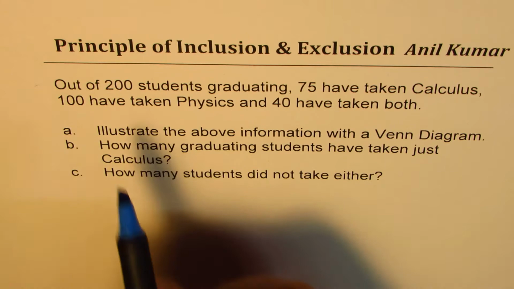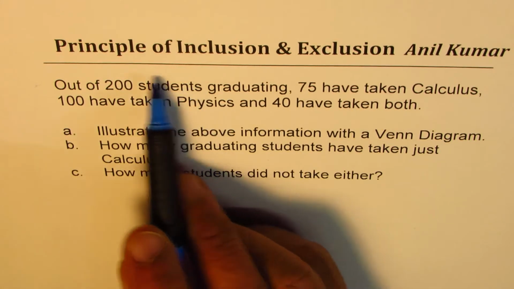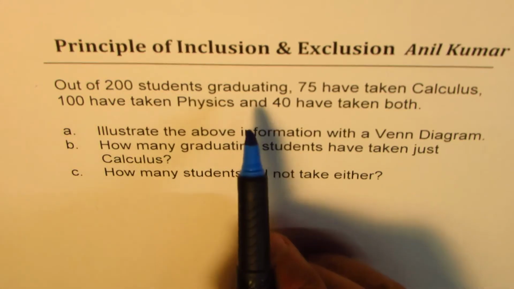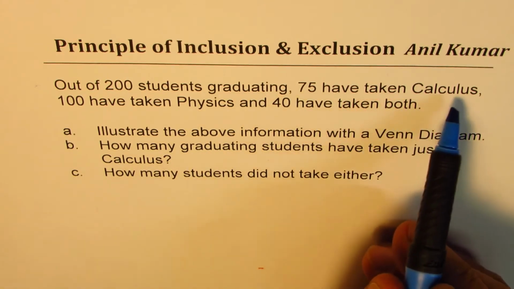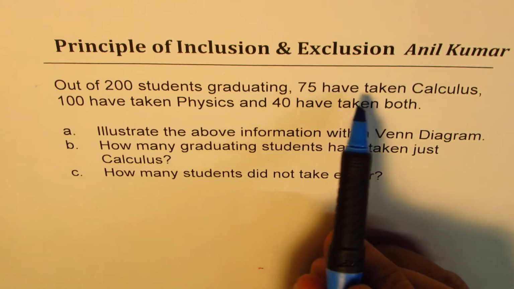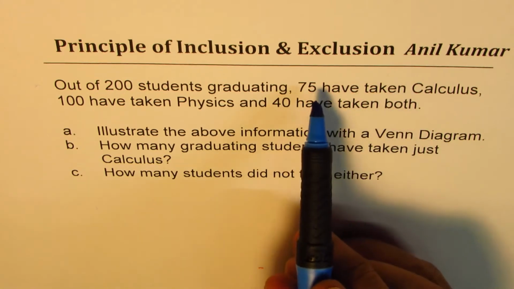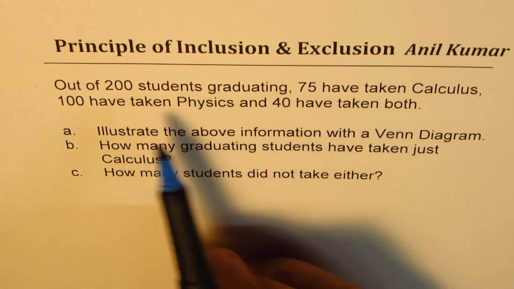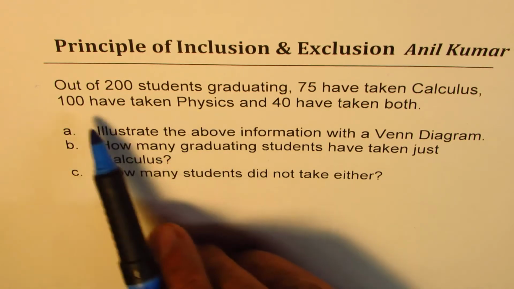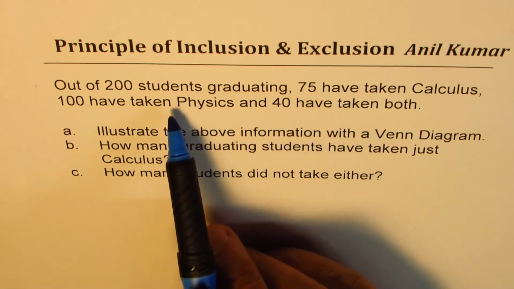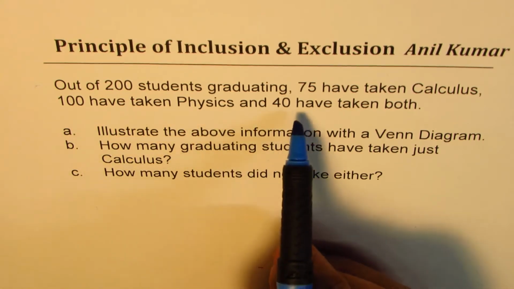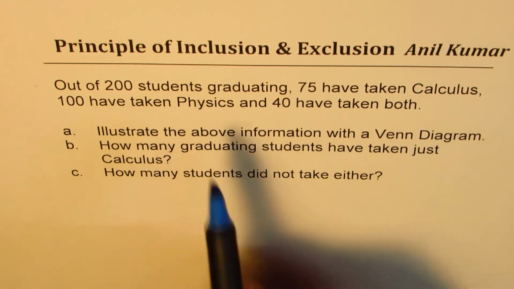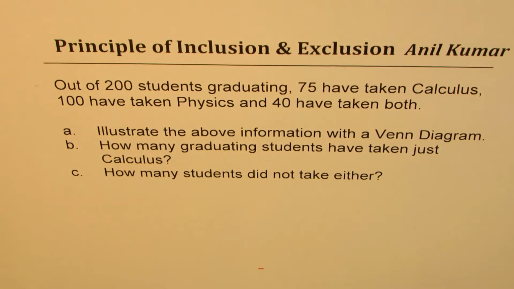So here we have out of 200 students. So the sample space has 200 students graduating, right? 75 have taken calculus. It does not mean that they could not take anything else. They could take calculus plus something else, right? 100 have taken physics. They could have taken calculus also or any other subject. But 100 have taken physics. And 40 have taken both calculus and physics, correct? So that is how we have to understand the question.